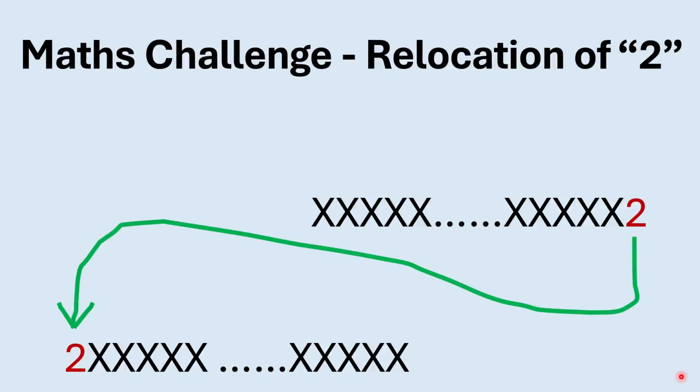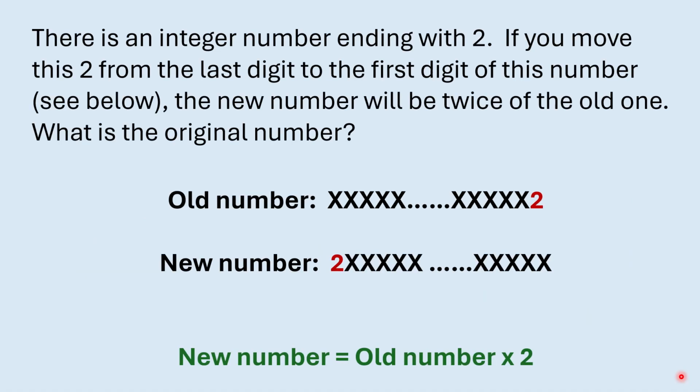Hello everyone, this is one of my most favorite math challenges, and we can call it relocation of 2. The description of this question is fairly simple. We have an integer number. We don't know how many digits it has, but it ends with 2. If we move this 2 from the last digit to the first digit, all the other digits remain unchanged, and we find the value of this new number is equal to twice the old one. Now I'll ask you to work out what the original number is.